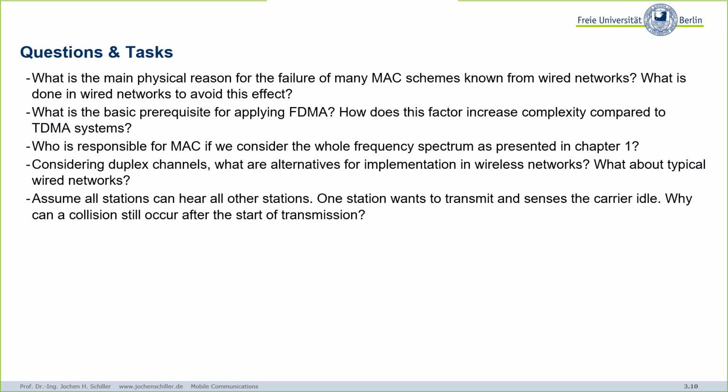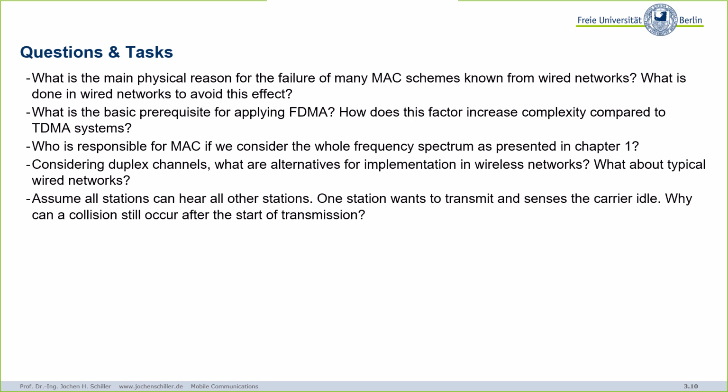So now, a nasty situation. Assume all stations can hear all other stations. So everyone can hear everyone else, so no one is hidden. Now, one station wants to transmit and senses the carrier idle. It's idle. And why can a collision still occur after the start of transmission, although the medium was idle? I will come back to the other questions in a second. So now assume you hear everything is idle.